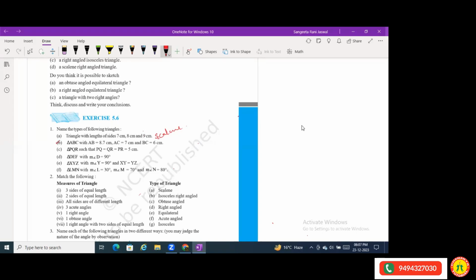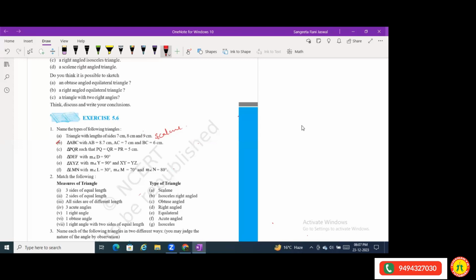Hridesh, read the B part and give the answer. Not PQR, this one, B part. Triangle ABC with AB equals 8.75 centimeters, AC equals some centimeters and BC equals some centimeters. I have to give the name of what type of triangle this is? Isosceles.